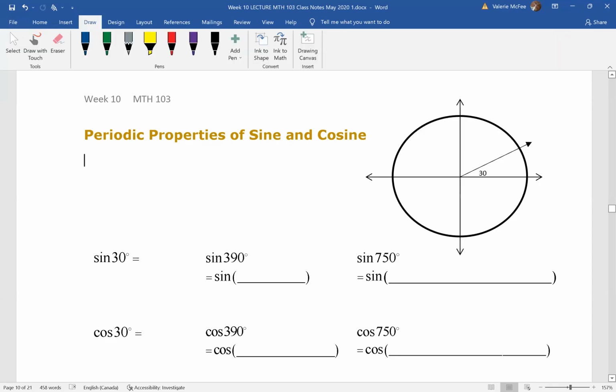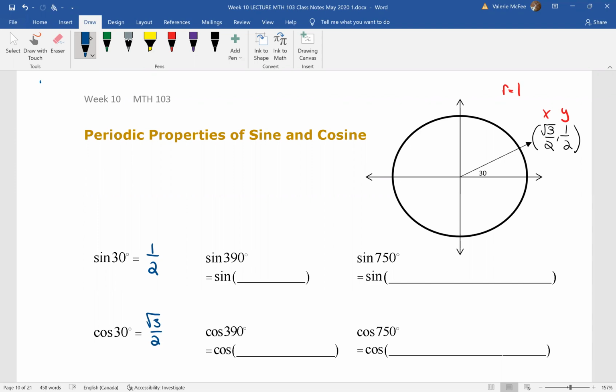In this lecture, we want to look at the periodic properties of sine and cosine. We're going to start with sine of 30 degrees. And remember, at 30 degrees, we have this point on the unit circle. Why don't you fill that in? Remembering that we are on the unit circle, so that means that r equals 1, and sine is simply y. We see that the sine of 30 degrees is 1/2. The cosine of 30 degrees is √3/2.